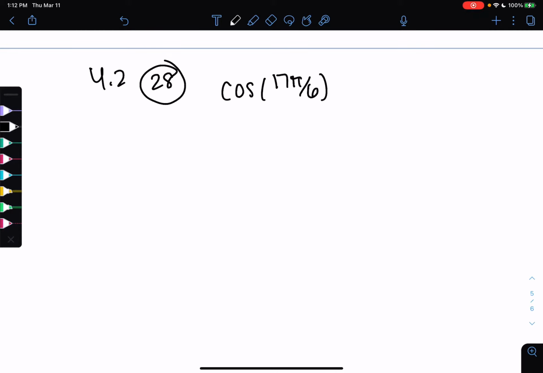Hi, Math 20. Let's check out 4.2, number 28. We want to find cosine of 17 pi over 6. So first we need to figure out where 17 pi over 6 is.